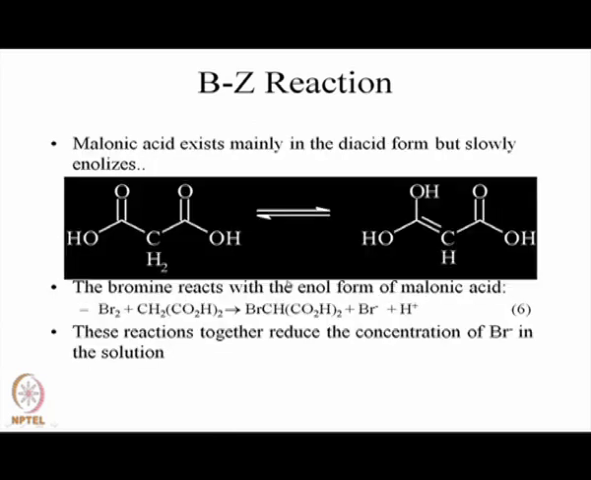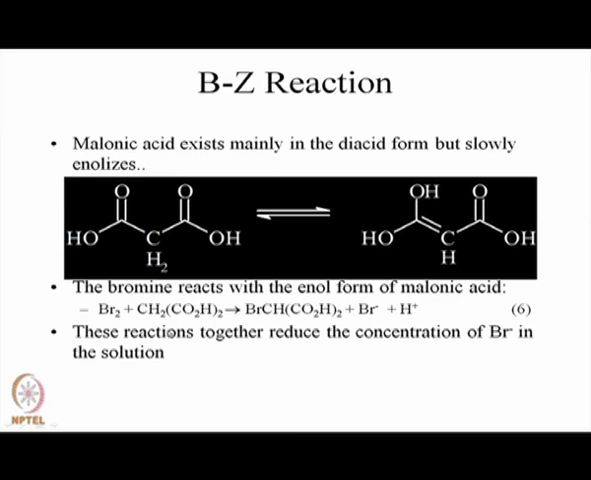Okay. And what about malonic acid? Now, this malonic acid exists mainly in diacid form, but it slowly enolizes to this, although predominantly it is in acid form, but a little fraction of it may be in this form. So, enol form, and this enol form reacts with bromine to produce 2-bromo malonic acid. Okay. And these reactions together reduce the concentration of Br minus in the solution.